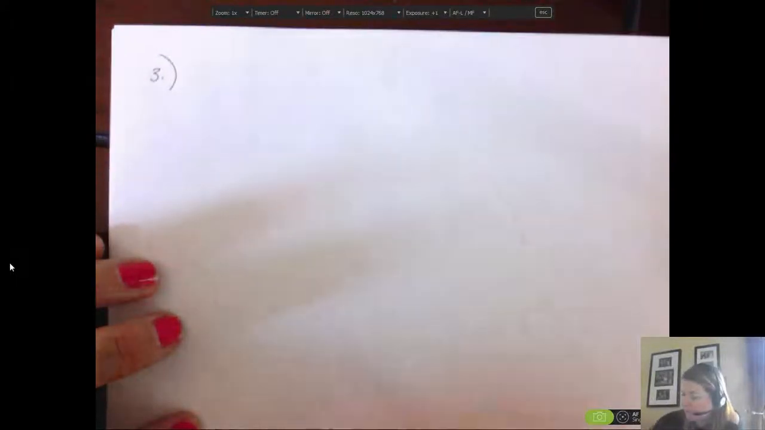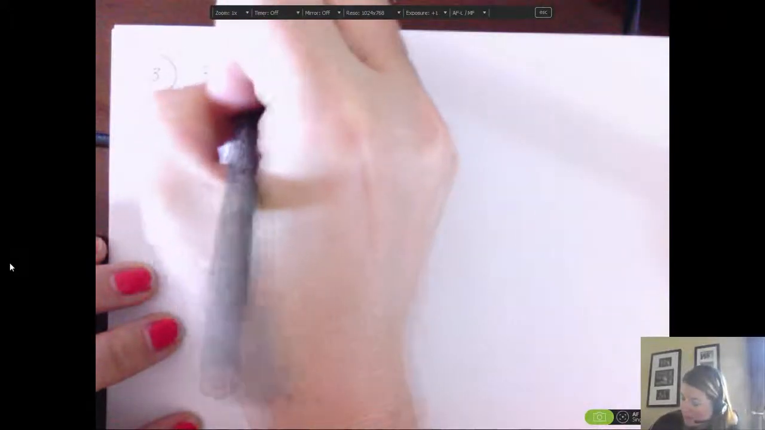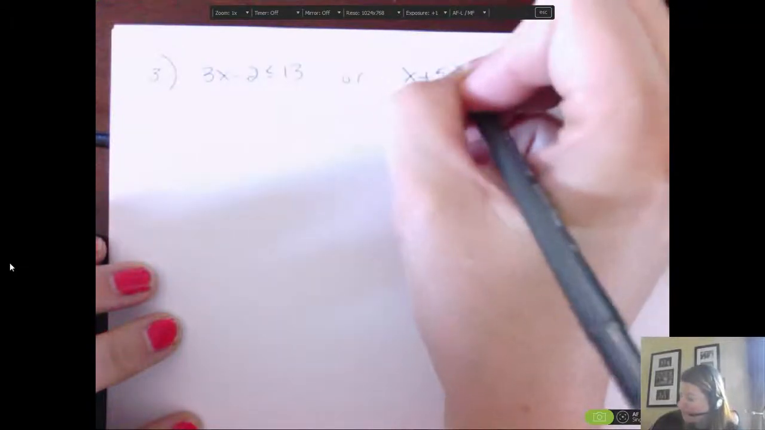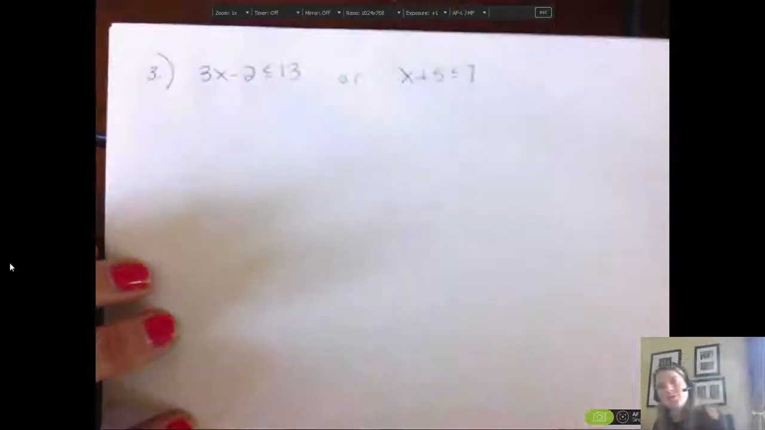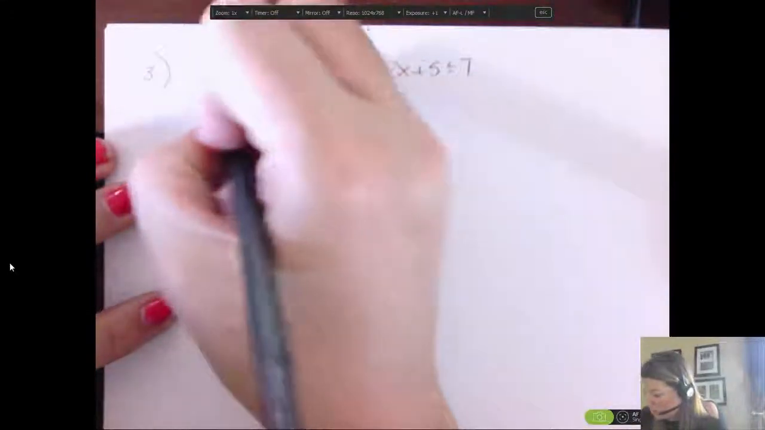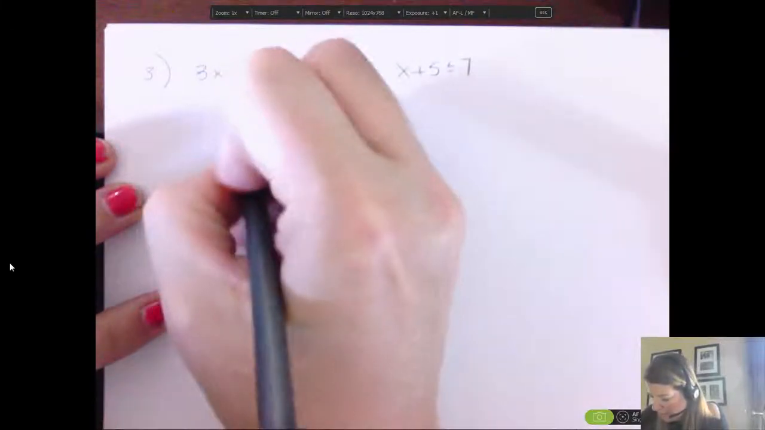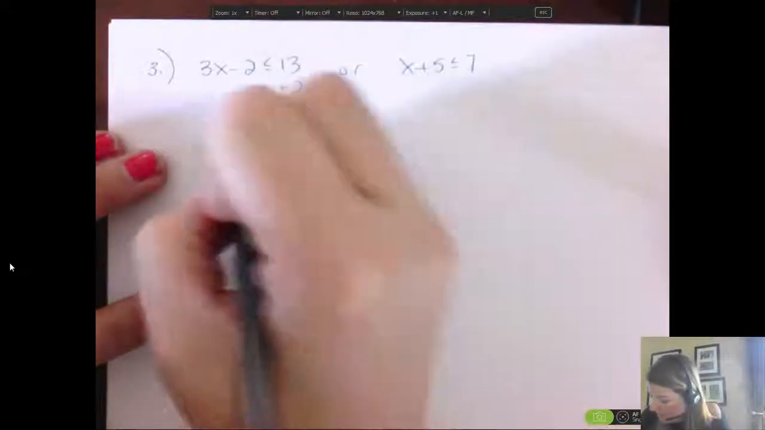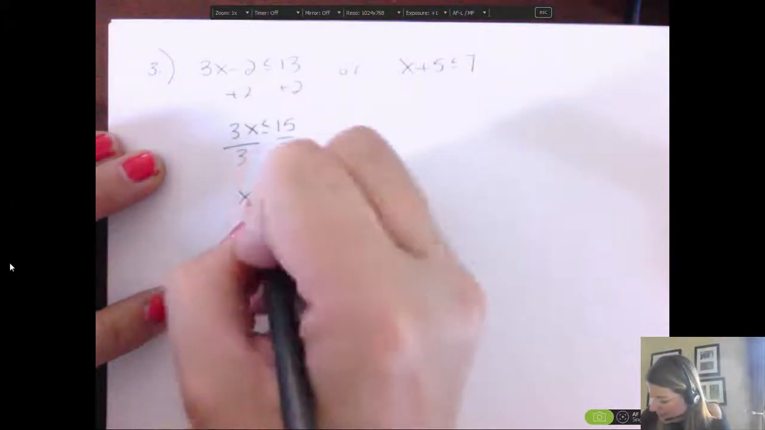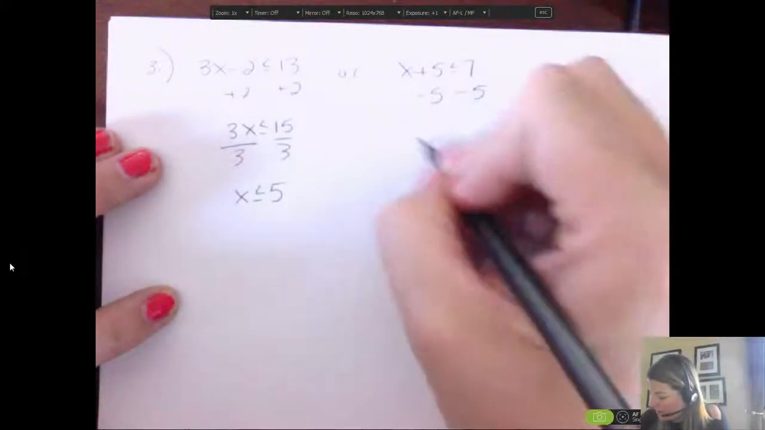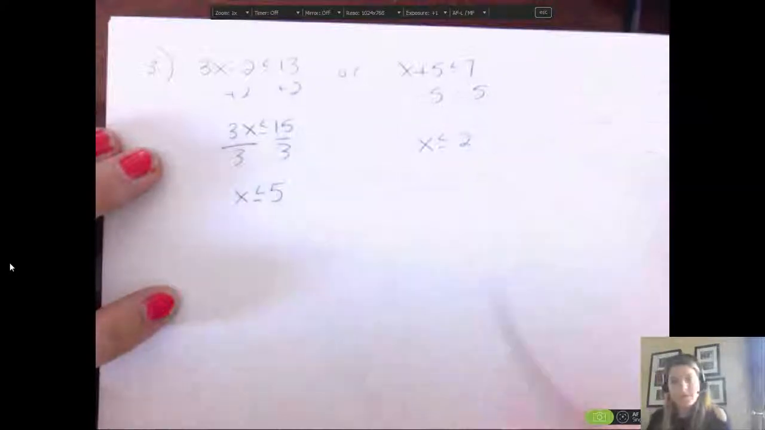So here is like my problem 3. So 3x minus 2 is less than or equal to 13, or x plus 5 is less than or equal to 7. So there's our two inequalities. We got our or there. Let's solve these. So we'd add 2, and I get 3x is less than or equal to 15. Divide by 3, and x is less than or equal to 5. Same idea over here, minus the 5, x is going to be less than or equal to 2.